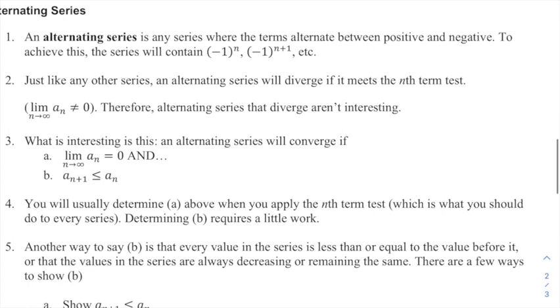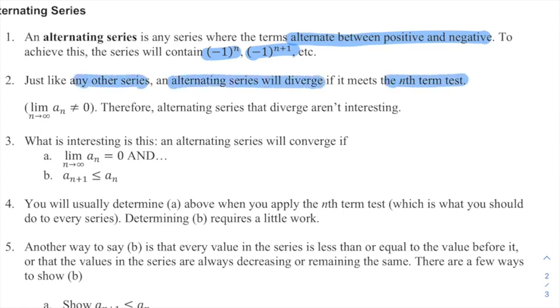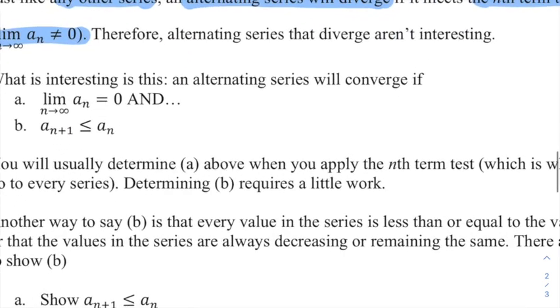Let's jump in. An alternating series is any series where the terms alternate between positive and negative. To achieve this, the series will have -1 to the nth or -1 to the n plus 1. Just like any other series, the alternating series will automatically diverge if it meets the nth term test, so if the limit does not equal 0. So if you get that on an alternating series, you just stop and you say it diverges.